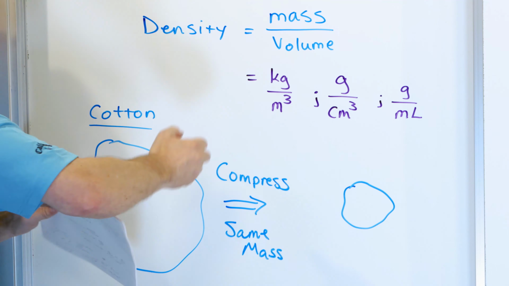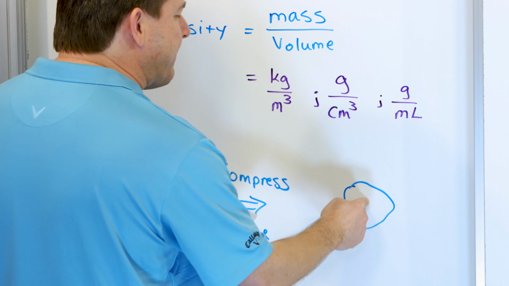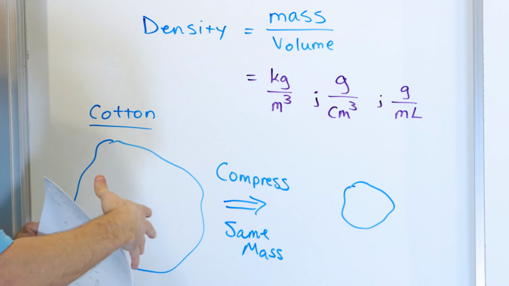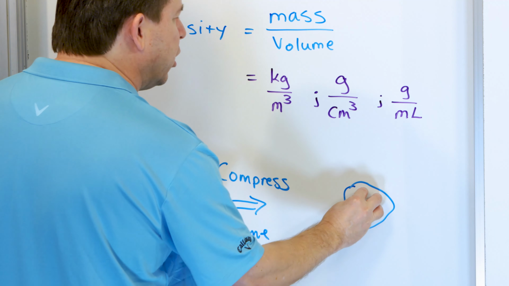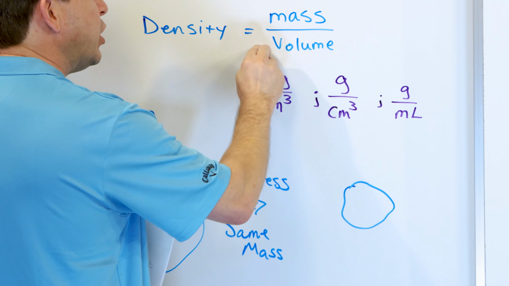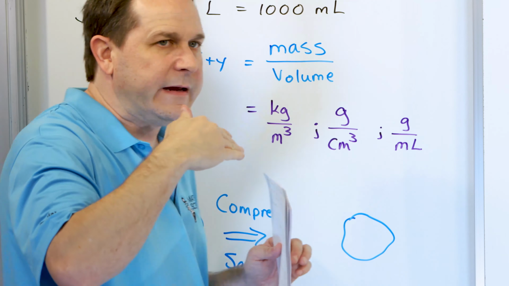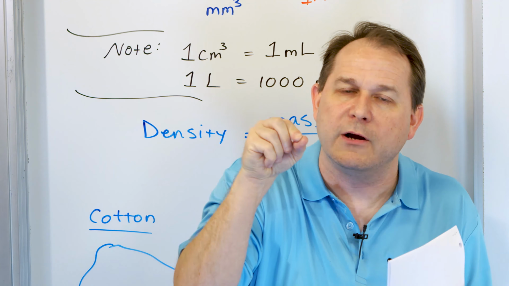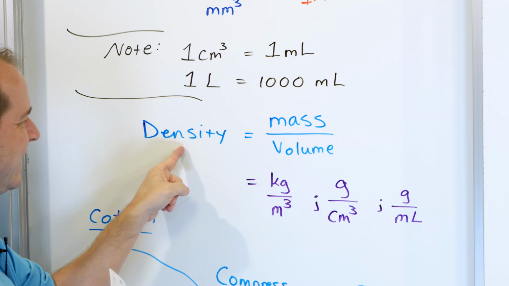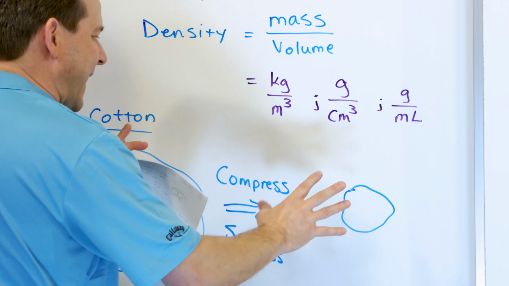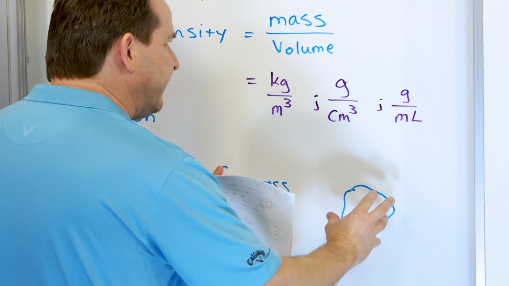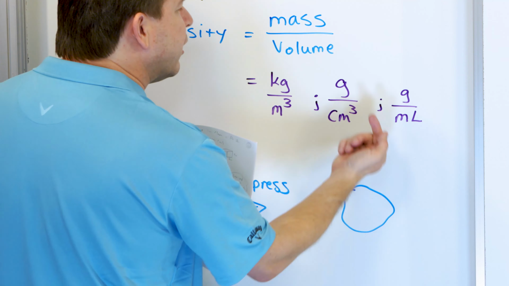What's going to happen when you compress it down? Well, it's going to be the same amount of grams, because when you compress something, it doesn't change how much mass is there, but the volume will be smaller. That means the denominator here will go down. And when you divide things, if you make the denominator smaller, it makes the density go up. So as you compress it, the mass is the same, but because the volume is different, the density is getting higher and higher.